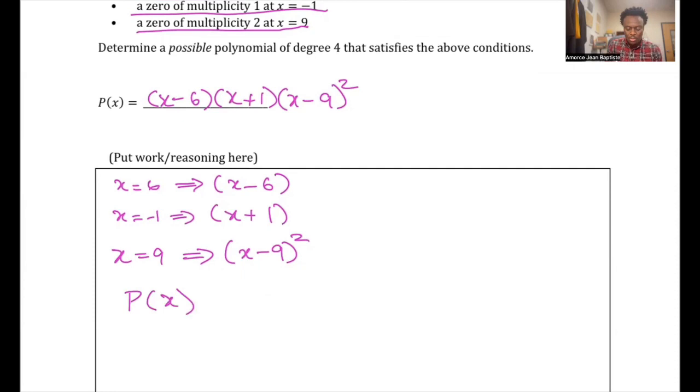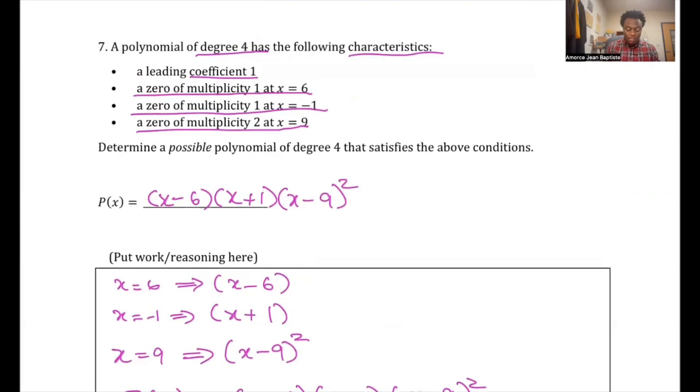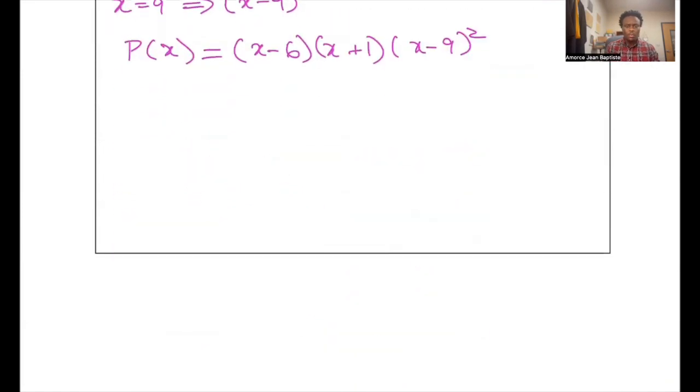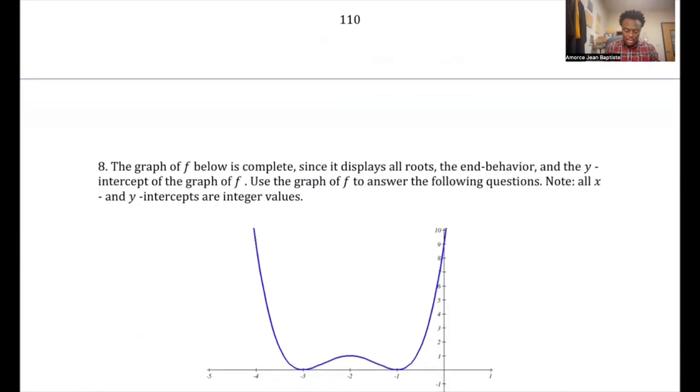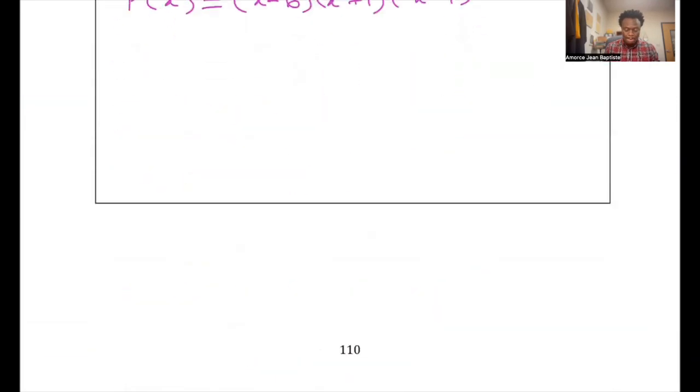Let me put it here. P of x equals x minus 6, x plus 1, x minus 9 squared. It doesn't matter which order you put your factors. And that gives me the equation of the polynomial of degree 4 described in the characteristics above. Now let's see what they want me to find. Oh, that's it for this part. This is for this example.